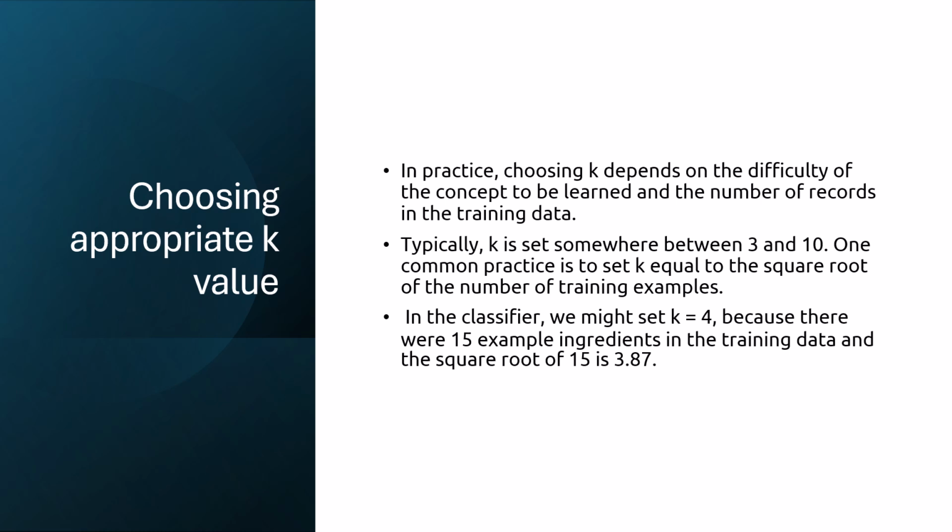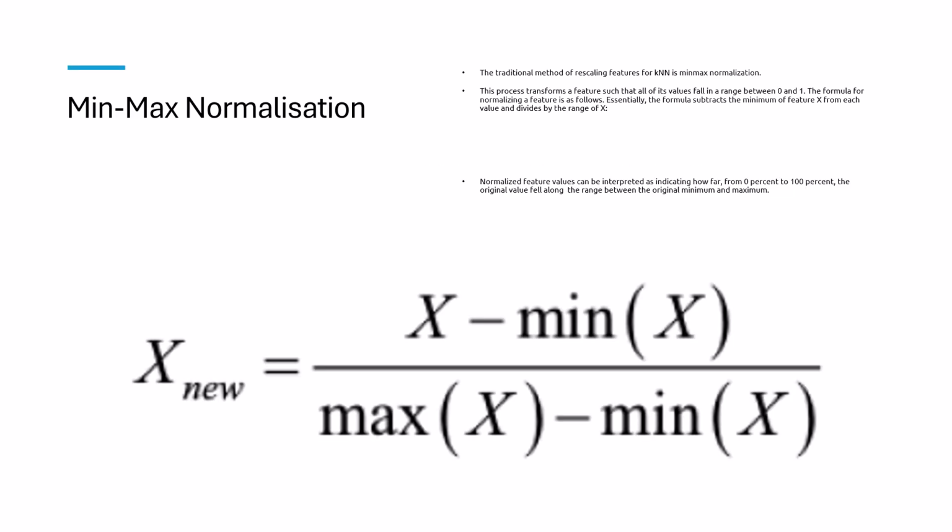In practice, choosing a k value depends on the difficulty of the concept to be learned and the number of records. k is set somewhere between 3 and 10. One common practice is to set k equal to the square root of the number of training tuples. The traditional min-max normalization method can be used for rescaling the features for KNN.